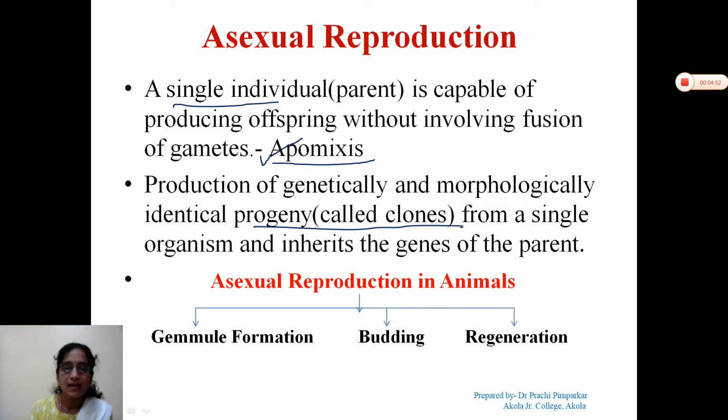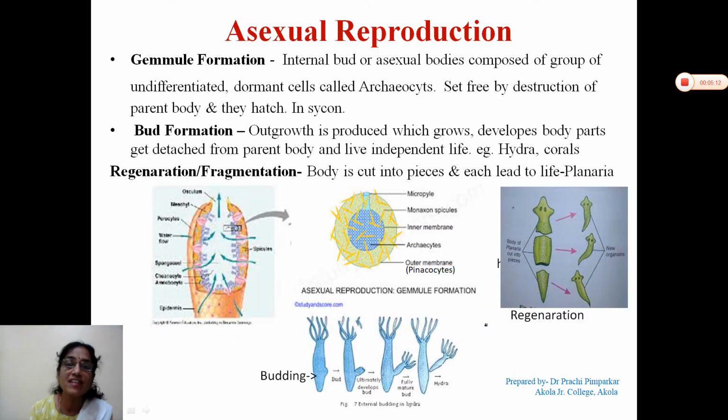In animals, there are mainly three types of asexual reproduction. They are gemmule formation, the second one is budding, and the third one is regeneration. Among them, budding we have studied in plants also. If you remember, yeast reproduces with the help of budding. But here the budding is slightly different. What is that? Let us first start with gemmule formation.